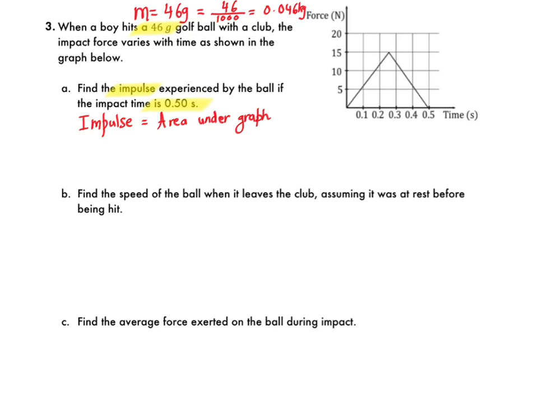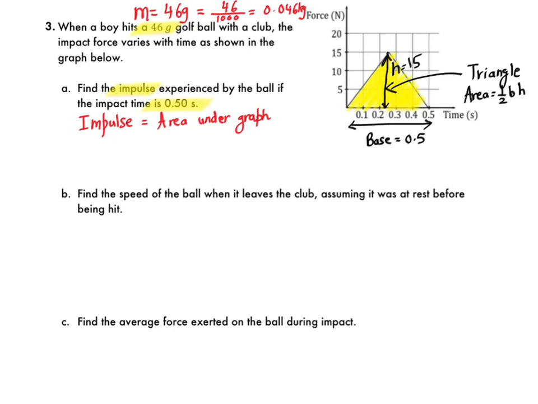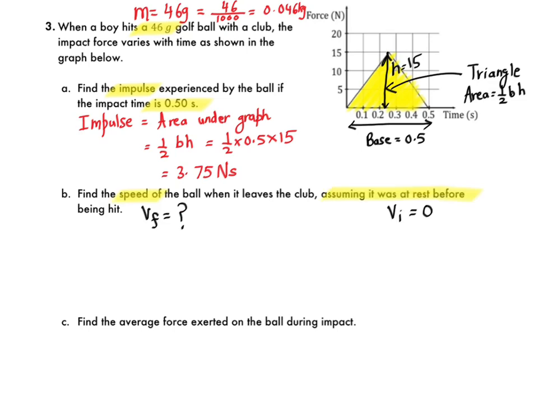So we'll write impulse equal area under graph, which is a triangle here. And for a triangle, the area is half base times height. The base here is 0.5 and the height here is 15. We can read both of these numbers from the graph. So we substitute that, calculate it to get 3.75 Newton second. Again, don't forget to put the unit. Impulse can have two units, kg meter per second or Newton second. Both are correct.